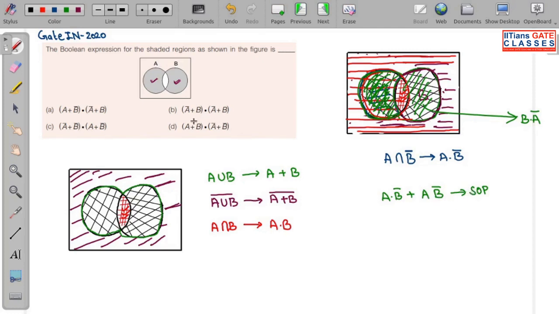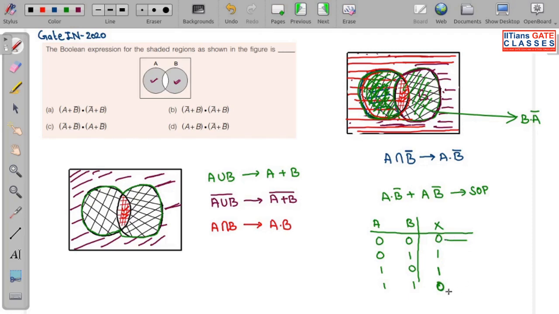And from the options also you can see these are standard POS. So how do we convert a SOP to POS? Simply, we will draw the truth table with A, B, X. So this is 0 0, 0 1, 1 0, 1 1. We are seeing that for this it is 1 and for this one it is 1, for this Boolean expression. So for the remaining ones it will be 0.